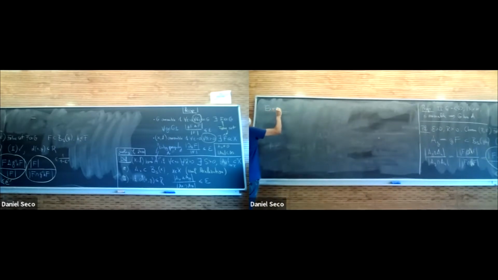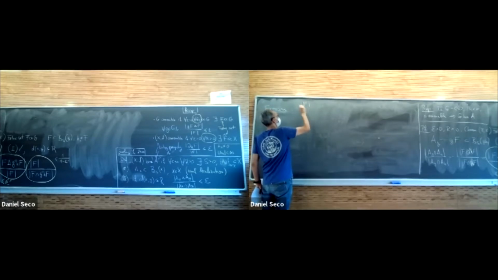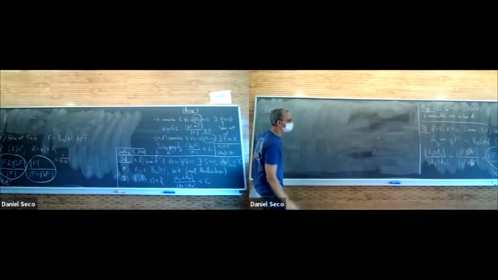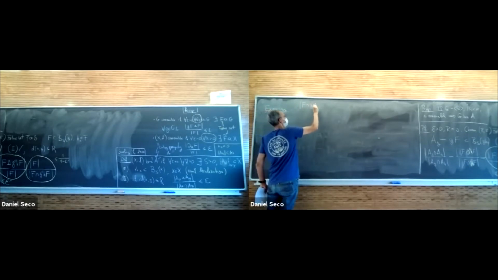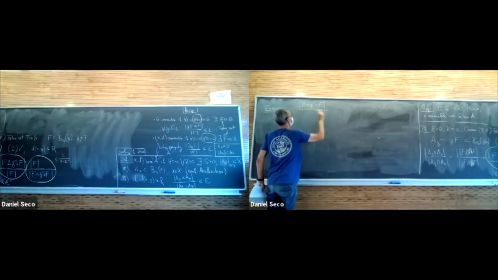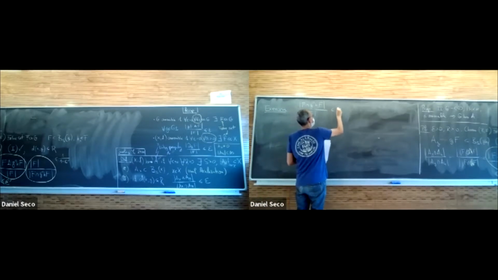Exercise: to show that, the other way around, maybe it's nicer. Show that F is below 1 minus F.